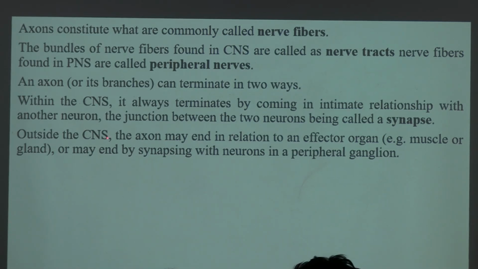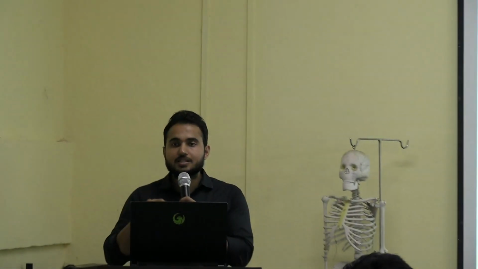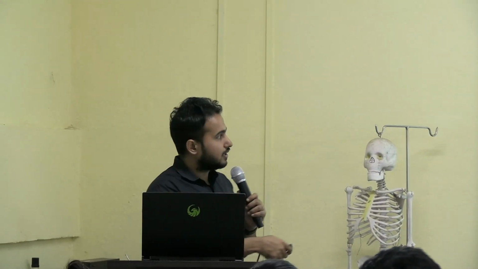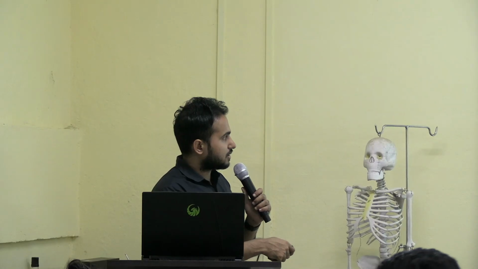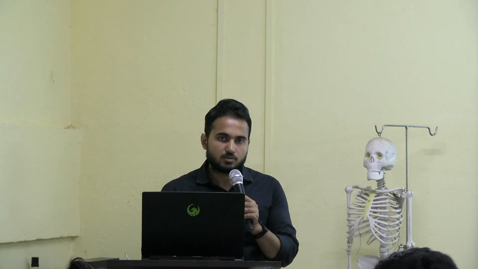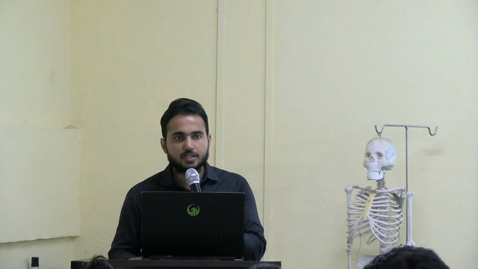Now, if it is outside the central nervous system, the axon may directly end in an effector organ. For example, the nerve can go and supply the muscle, or the gland, or any of the organs. In that case, it is outside the central nervous system and is supplying the effector organ directly, where it is terminating. Or it may end by synapsing with the neurons present in the peripheral ganglion. So these are the two ways by which an axon can terminate.